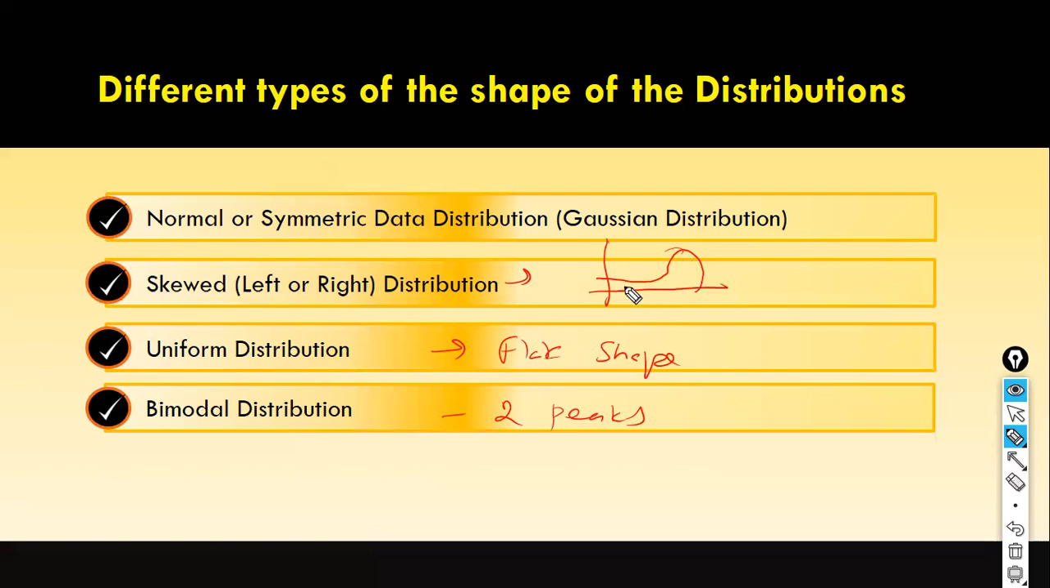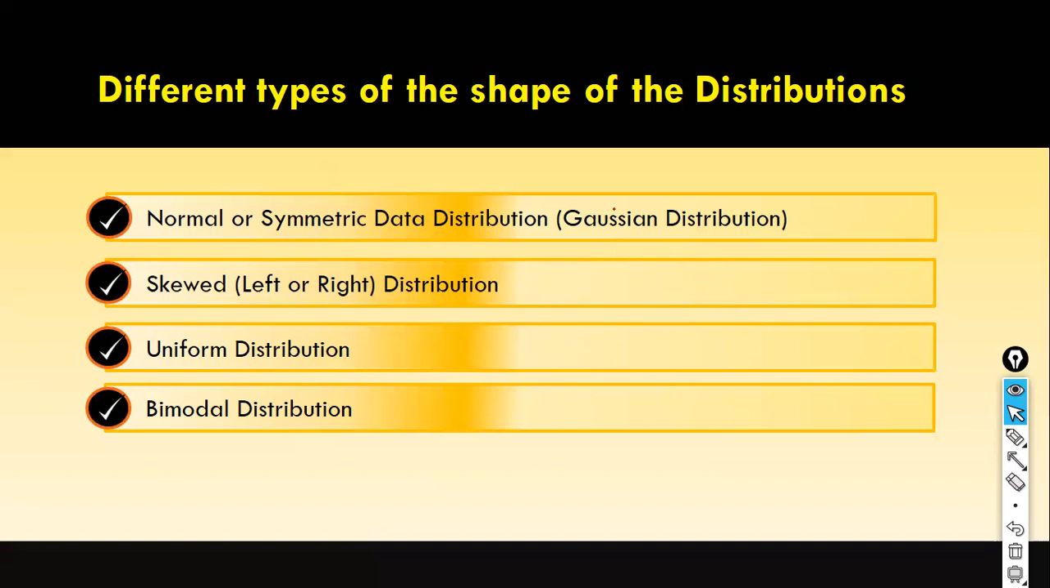So what does it tell us? It tells us there are more data points with lower values than with higher values. That is what it tells us. And the opposite is right skewed data. Anyhow, we will explore with some data sets so that you will be able to understand all these types of distribution very clearly.